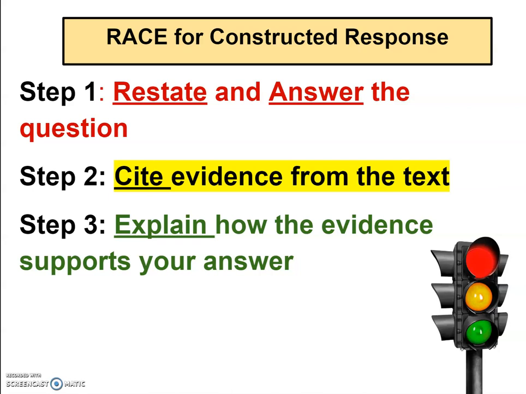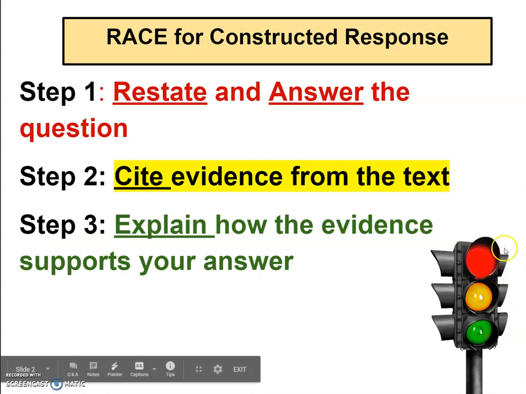So when we think about the acronym RACE, step 1 is when we restate an answer, that's our RA step. Step 2 is when we cite the evidence, that's our C. And step 3 is when we explain that evidence. And if you'll notice that on your screen, the steps there are all color-coded and they correspond with the way that we would see the colors on a traffic light.